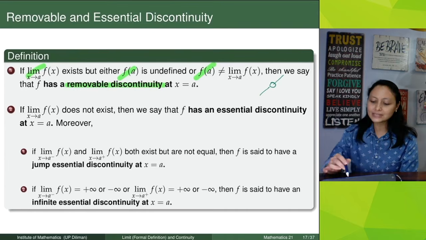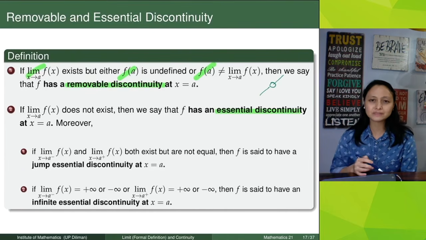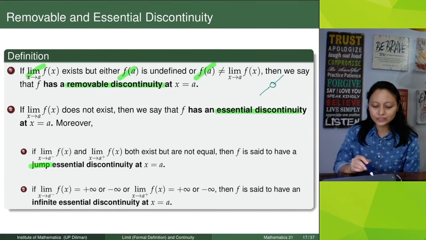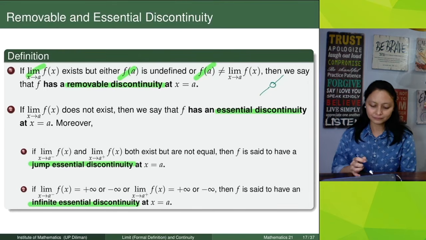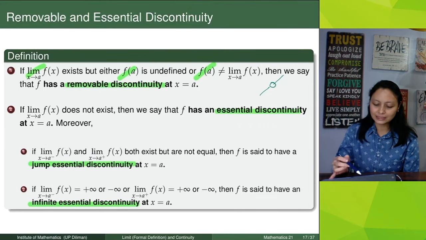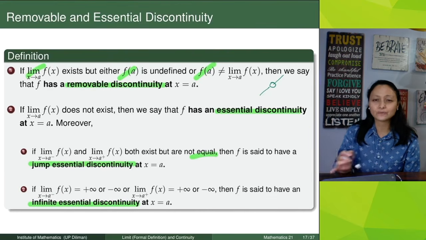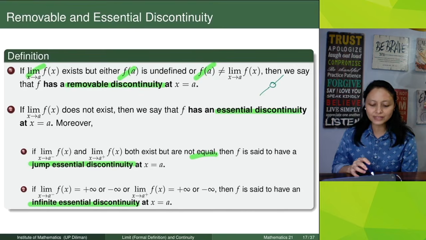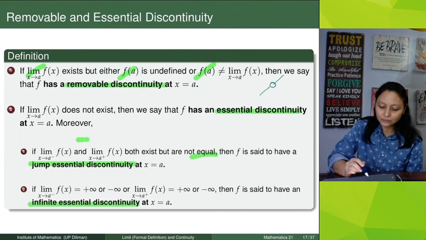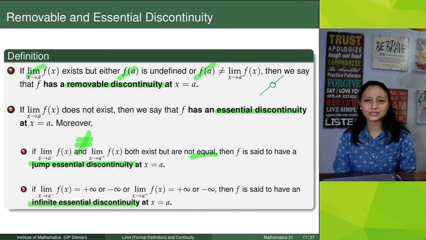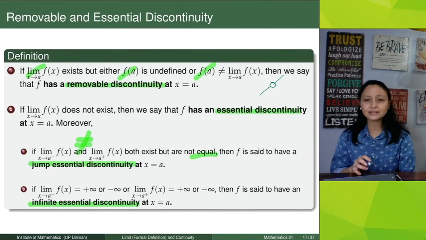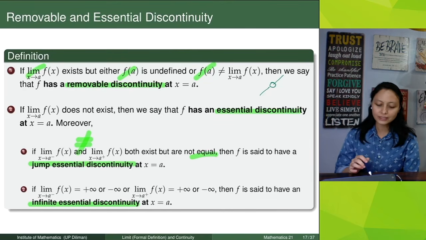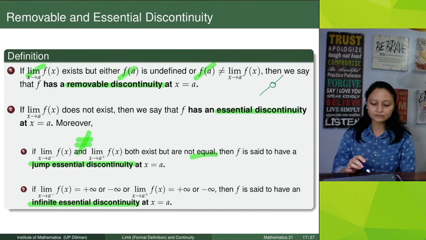Next, we have an essential discontinuity. Okay, we have two types of essential discontinuity, yung jump essential and infinite essential. So when you say jump essential, ito, nag-exist yung limit, pero hindi sila equal. Okay? So, yung limit of f of x as x approaches a from the left is not equal to the limit of f of x as x approaches a from the right. Okay, ano naman yung isang essential discontinuity? Infinite essential. Ito, if either limit of f of x as x approaches a from the left or from the right is plus or minus infinity.